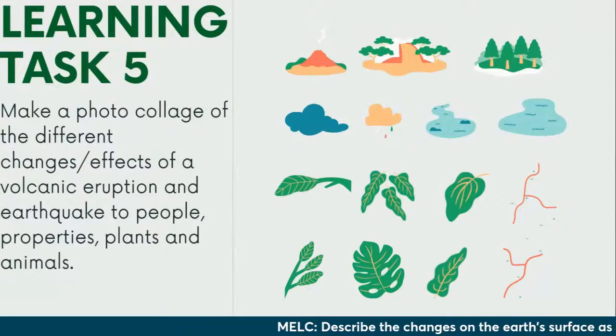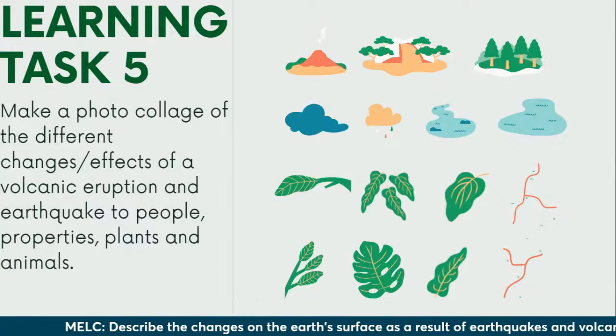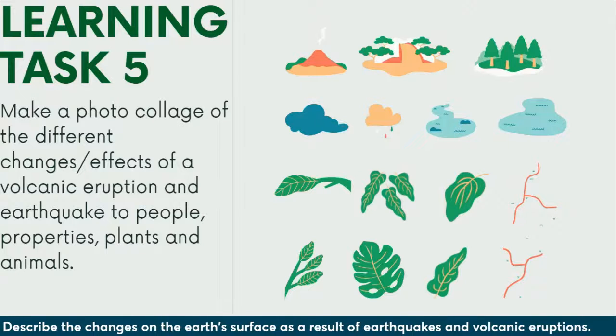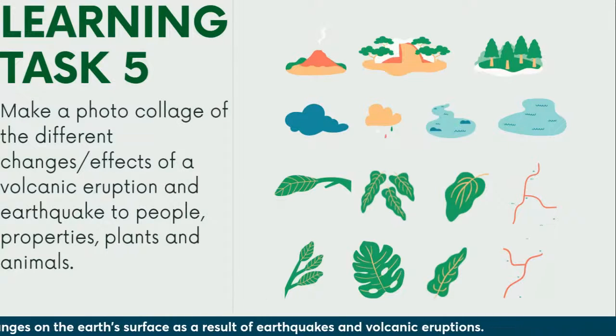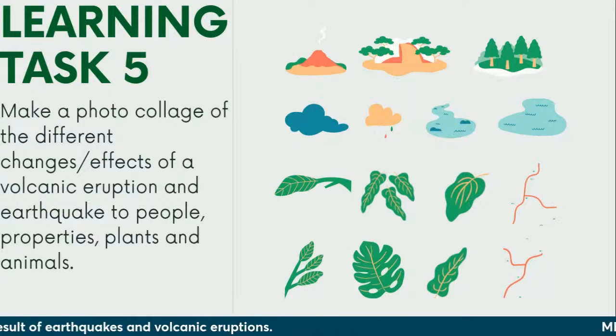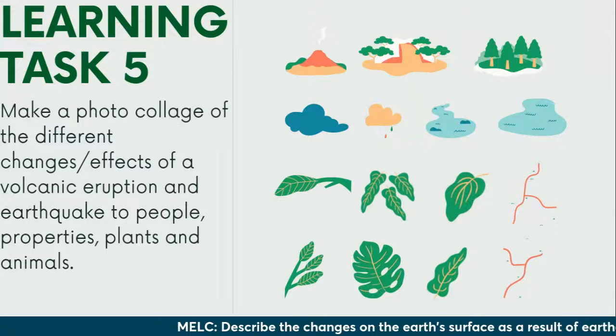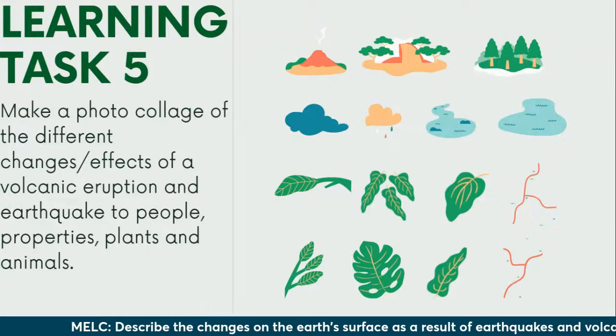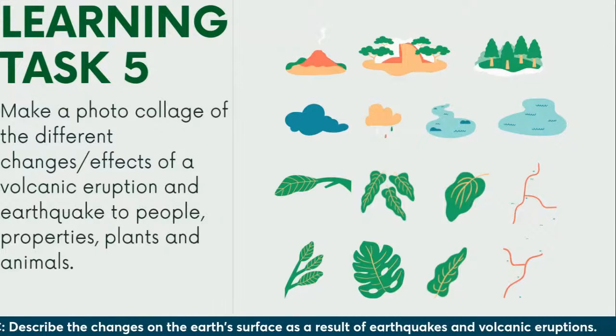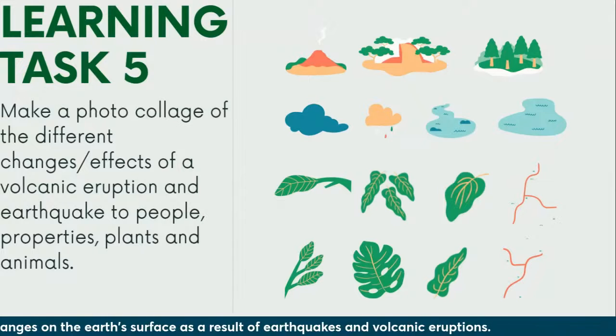Now, let's proceed with learning task 5. This one is very easy. The direction goes like this. Make a photo collage of the different changes or effects of a volcanic eruption and earthquake to people, properties, plants, and animals. On screen, there are samples of images like the plants, the bodies of water, and the volcano. These are just examples.